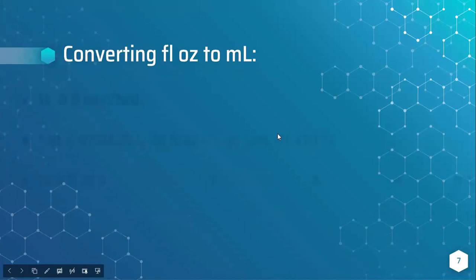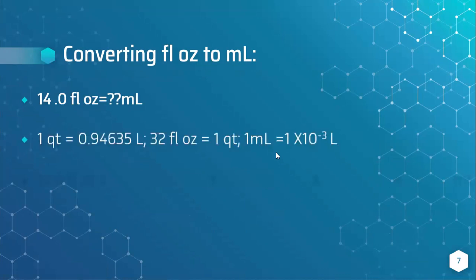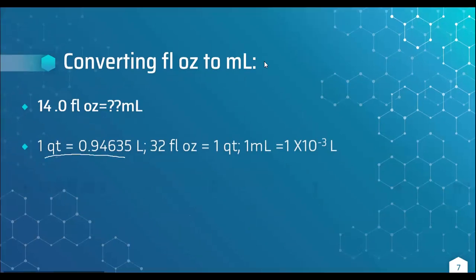Converting from fluid ounces to milliliters. We have 14.0 fluid ounces and we want to go to milliliters. And I wrote down all of the conversions that we need. We need 1 quart. This first 1 quart came from that table. 1 quart is equal to 0.94635 liters. 32 fluid ounces is equal to 1 quart.